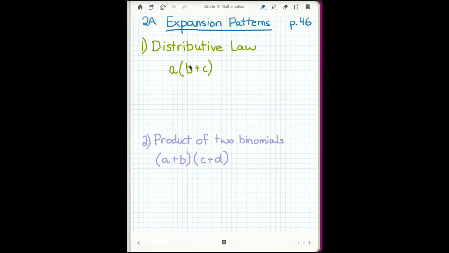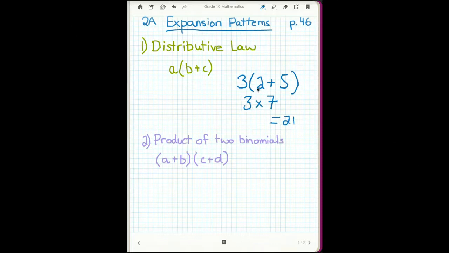Normally, if we were going to multiply these with numbers, then we would follow BEDMAS laws. If I had 3 times 2 plus 5, then I would first add 2 plus 5 together to get 7, and then multiply it by 3. So 3 times 7 is equal to 21.